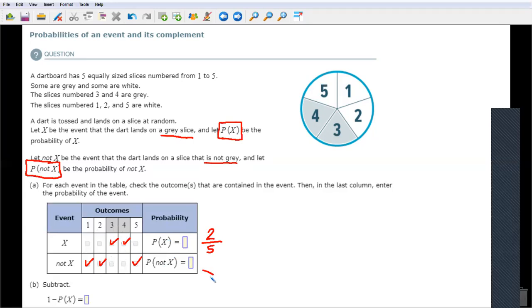Now you'll notice a similar pattern to what happened in the last example, that we have 3 numbers where it'll land on a white or not gray slice. So that would be 3/5.